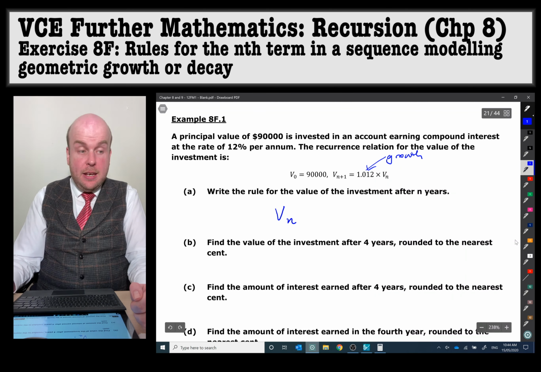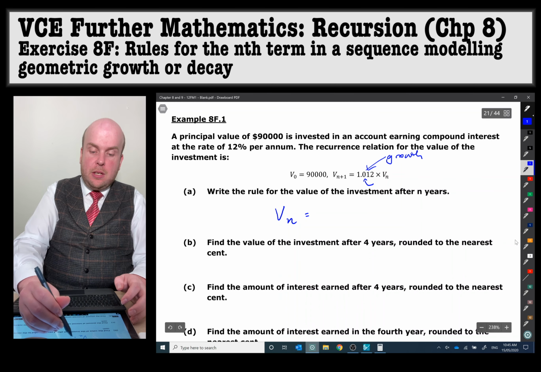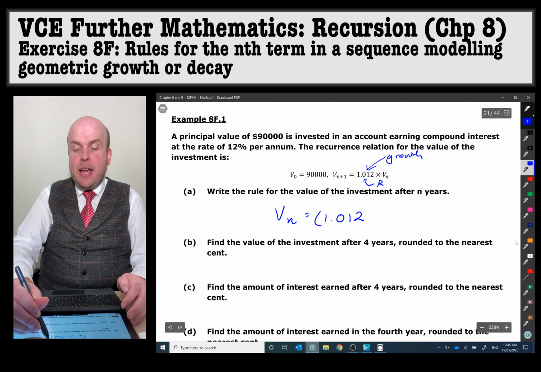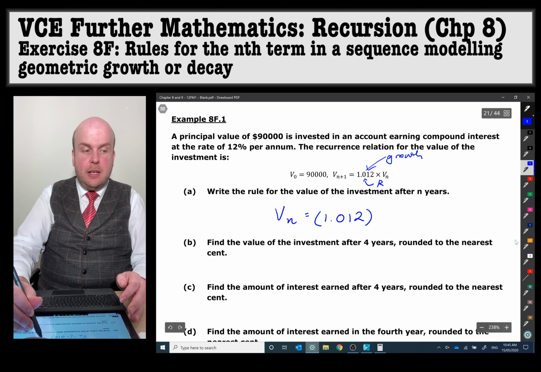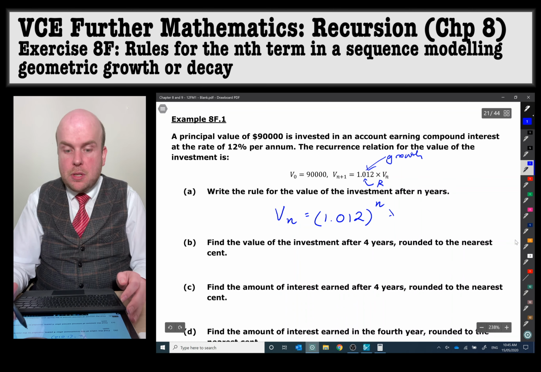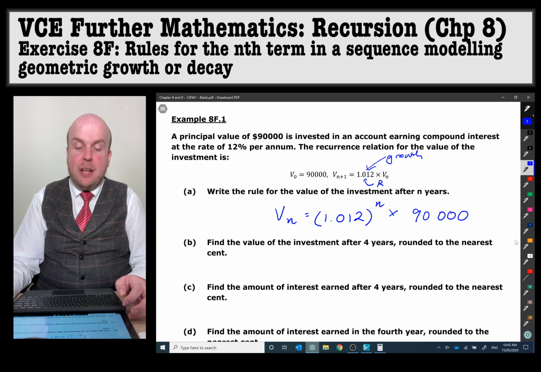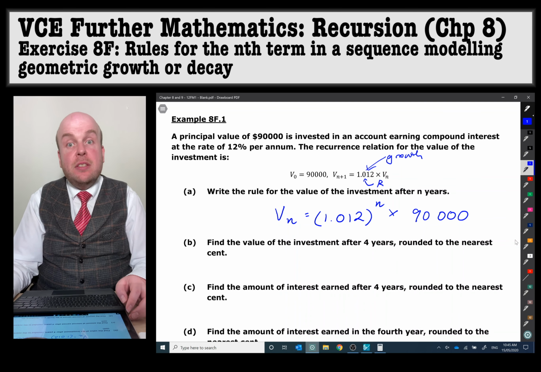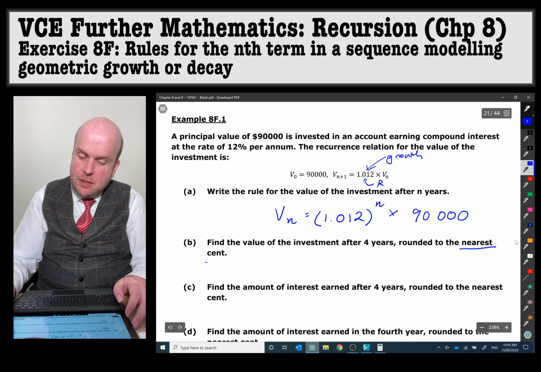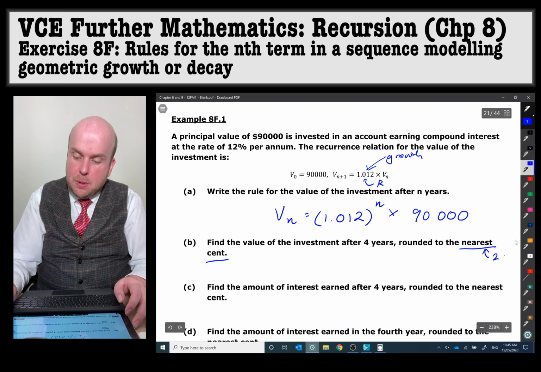So Vn is equal to, so I'm going to take this 1.012 is the capital R. So that's going to be 1.012. We're doing it to the power of n because that will tell us the time periods, times V naught, which in this case is 90,000. Find the value of the investment after 4 years, rounded to the nearest cent. So as soon as you see nearest cent, that is 2 decimal places.